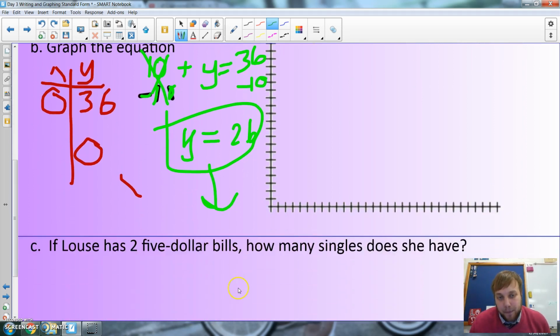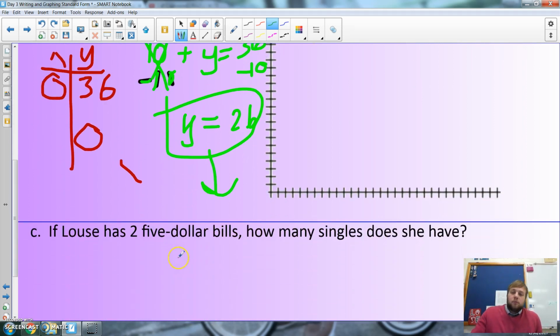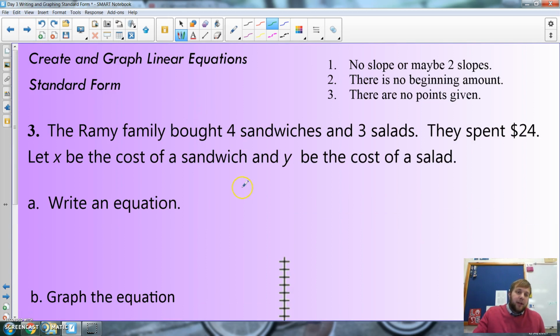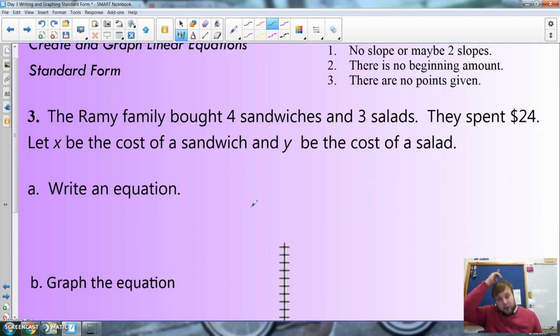All right. You guys got to start getting responsible here. We have time for one more example. Here we go. Standard form. This is question 3, and then you guys are on your own.